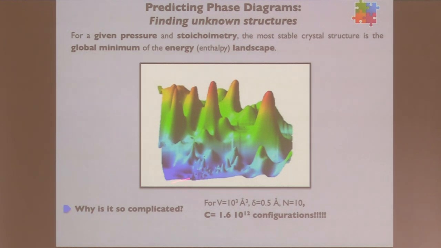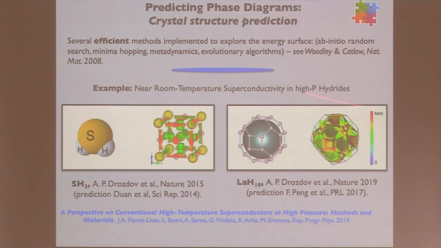The problem with constructing this is that it is a gigantic problem. If you put a few numbers for a typical system, you have to sample something like 10 to the 10, 10 to the 12, or even a higher number of configurations. So this is not doable this way, but there are several methods to do this. And there is a review which explains how this is done. And this is now becoming quite customary in many cases.